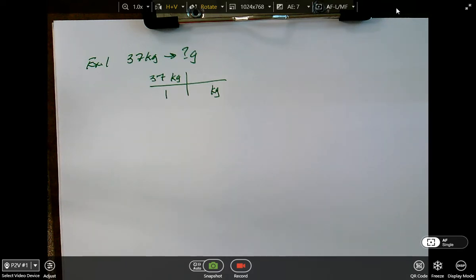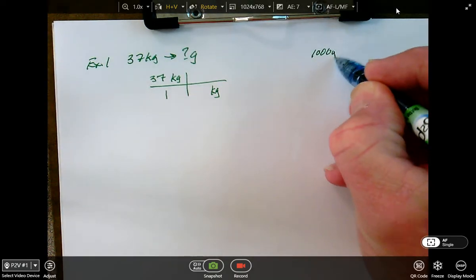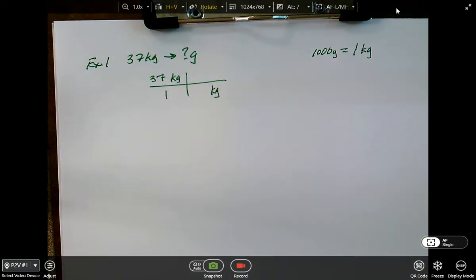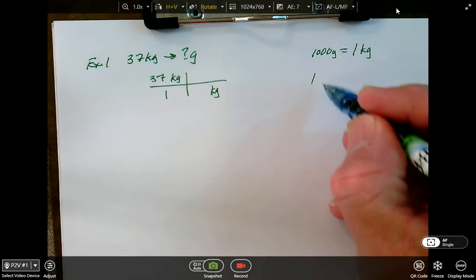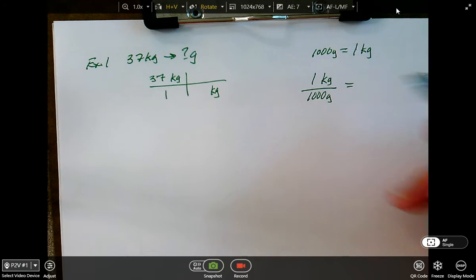Then we ask ourselves, do I know a relationship between kilograms and grams? Well, let me think about it. Kilo means 1,000, right? So that means that 1,000 grams equals 1 kilogram. So now I'm going to arrange this like a conversion factor. A conversion factor is simply where you take an equivalency and you make it a fraction. So we could have 1 kilogram over 1,000 grams, or 1,000 grams over 1 kilogram. And those are equal because what's on top equals what's on bottom.